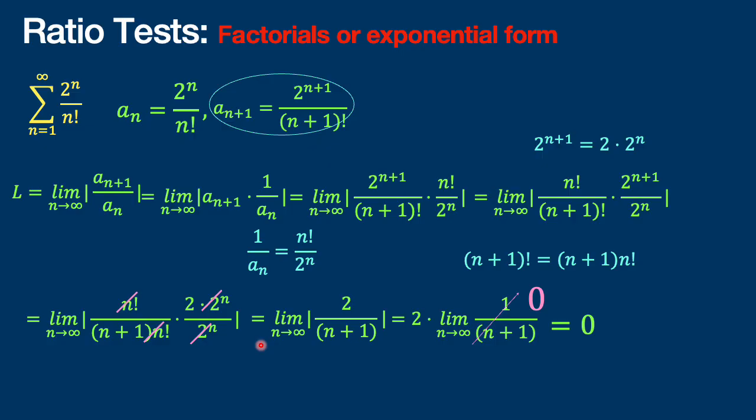So the ratio test says we find the limit of the ratio of consecutive terms. L is going to be less than 1, so our conclusion is that this series converges.